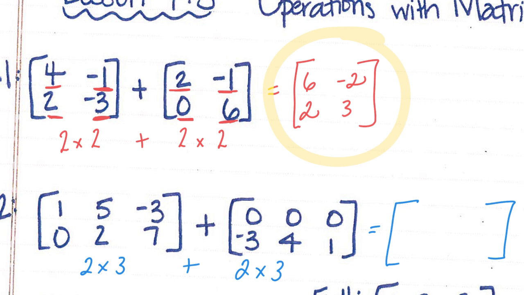So 1 plus 0 is 1. I love all these zeros. 5 plus 0, 5. Negative 3 plus 0, negative 3. More zeros. 0 plus negative 3, negative 3. 2 plus 4 is 6. 7 plus 1 is 8. I think you got the hang of it.